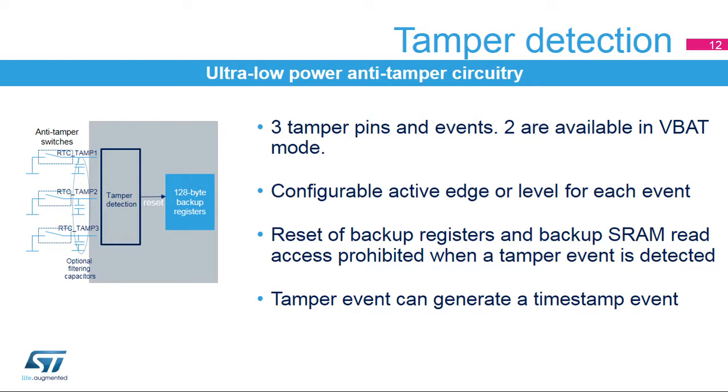The purpose is to detect physical tampering in a secure application and to automatically erase sensitive data in case of intrusion. 3 tamper pins and events are supported and are functional in all low-power modes. 2 of these 3 pins are functional in VBAT mode. The detection can be edge or level triggered, and the active edge or level is configurable for each event. Backup register contents are erased when a tamper event is detected. In addition, a tamper event prohibits any read access to the backup SRAM. A tamper event can generate a timestamp event.